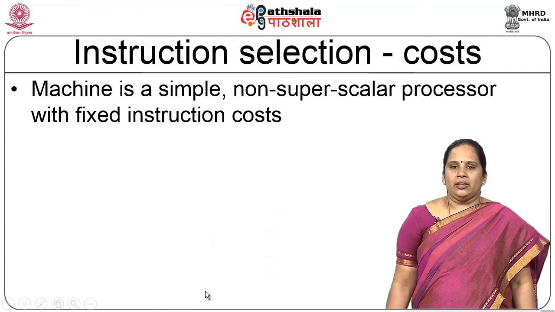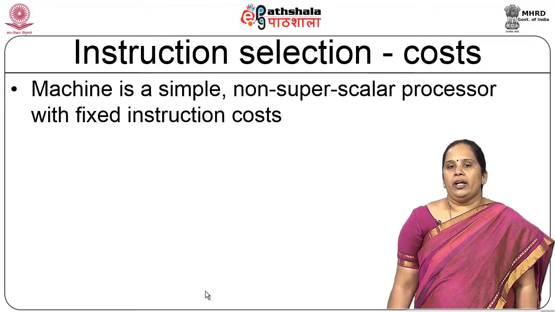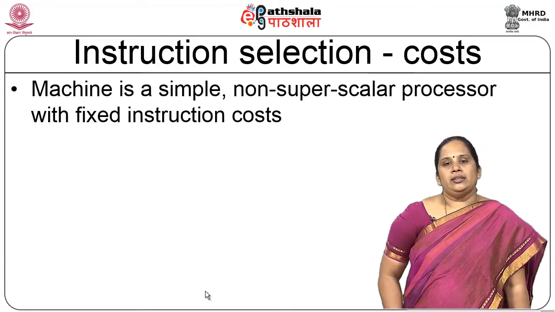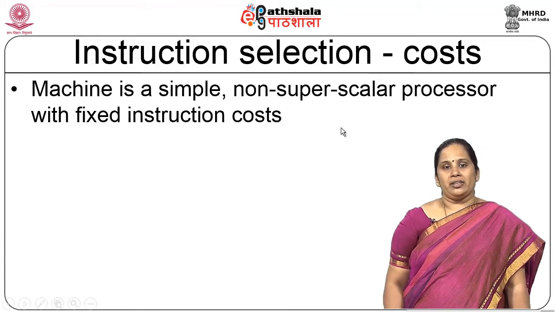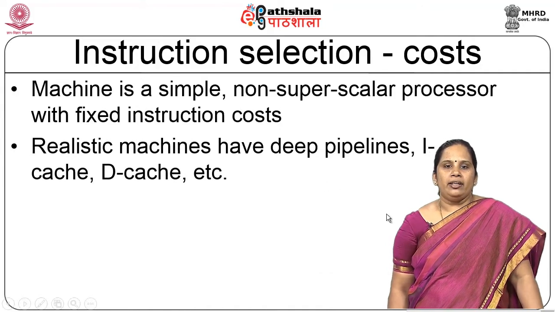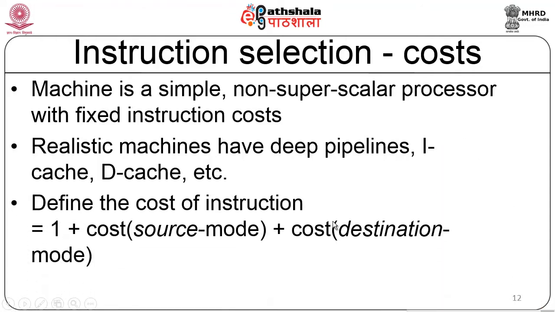Now, the instruction selection cost is very important when we are looking at instruction selection. Cost is going to be a primary factor in addition to instruction choice. First one is the machine is a simple non-superscalar processor with fixed instruction, that is your assumption. The second one is realistic machines have deep pipelines, I cache, D cache, etc. That is again your consideration here. So you define the cost of instruction as opcode cost plus cost of source mode plus cost of destination mode.